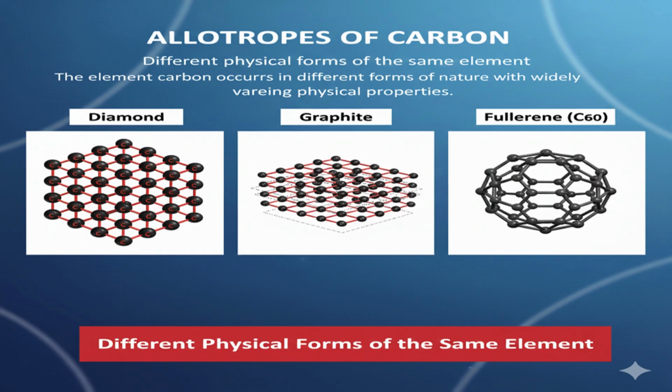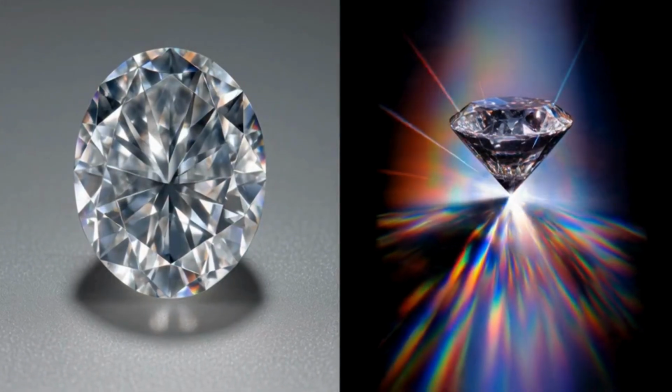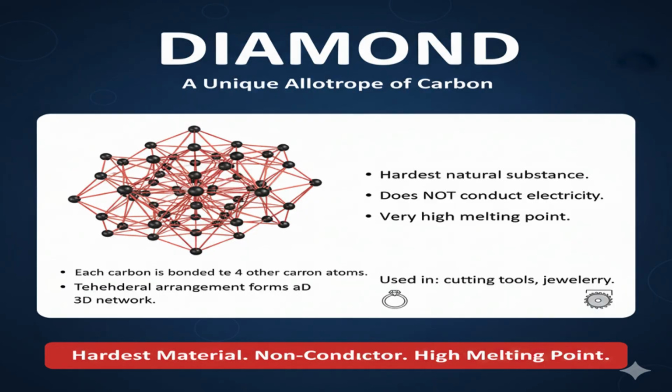Number 3. Allotropes of carbon. The element carbon occurs in different forms in nature with widely varying physical properties. Allotropes are different physical forms of the same element. Carbon has 3 important allotropes. First, diamond. Each carbon is bonded to 4 other carbon atoms. Tetrahedral arrangement forms a 3D network. Hardest natural substance. Does not conduct electricity. Very high melting point. Used in cutting tools, jewelry.